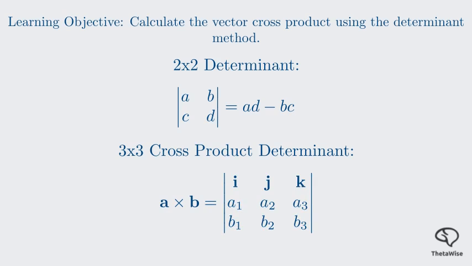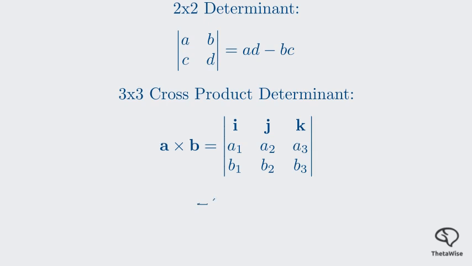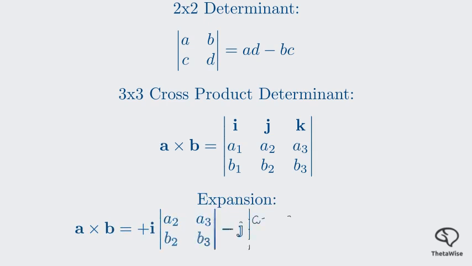This may look complicated, but there's a simple pattern. The result is i times a 2x2 determinant minus j times another 2x2 determinant plus k times a third 2x2 determinant. Notice the minus sign on the middle term. It's a common mistake to forget this. This is a crucial detail for the sign to be correct. To find each 2x2 determinant, you cover the row and column of the unit vector you're multiplying by. Let's practice with an example.